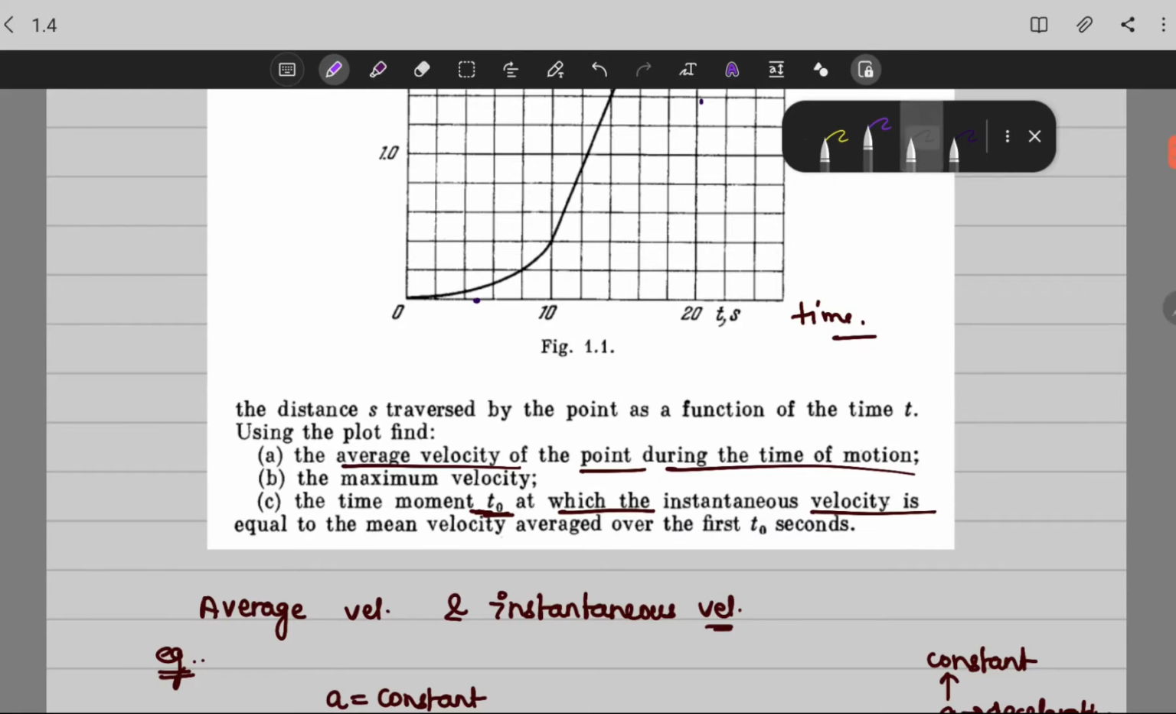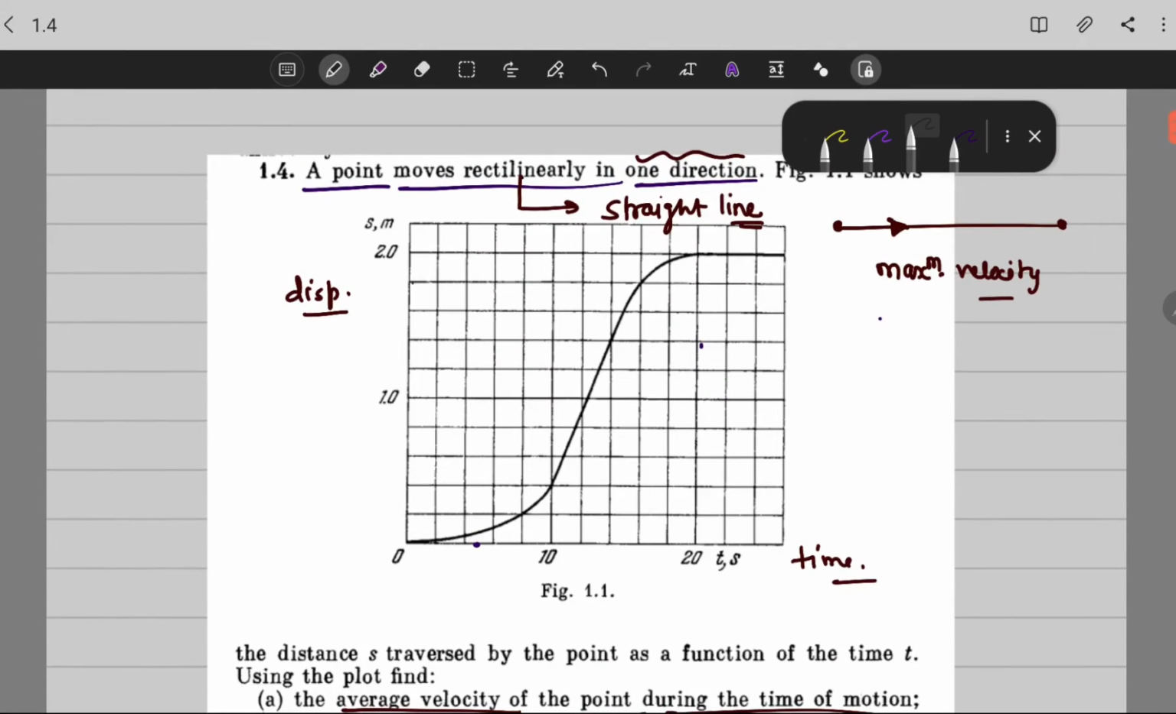So the first problem is asking for the average velocity of the point during the entire time of motion. First of all, what is the total displacement or distance? In this case it is moving in one single direction in a straight line, so displacement and distance will be the same. The total displacement here is 2 meter, and the total time taken is 20 seconds.